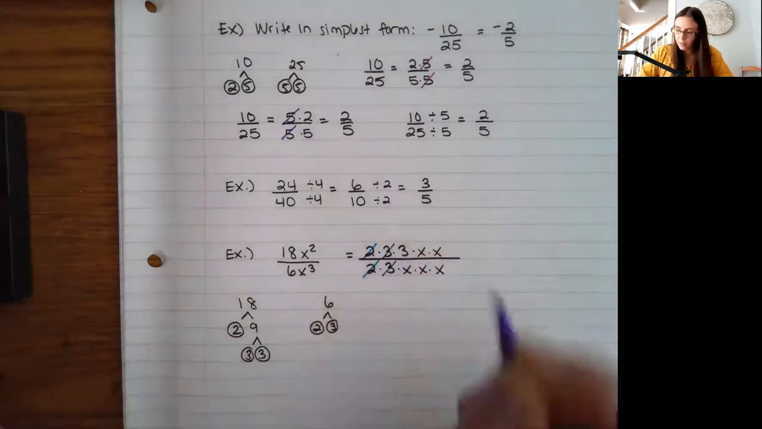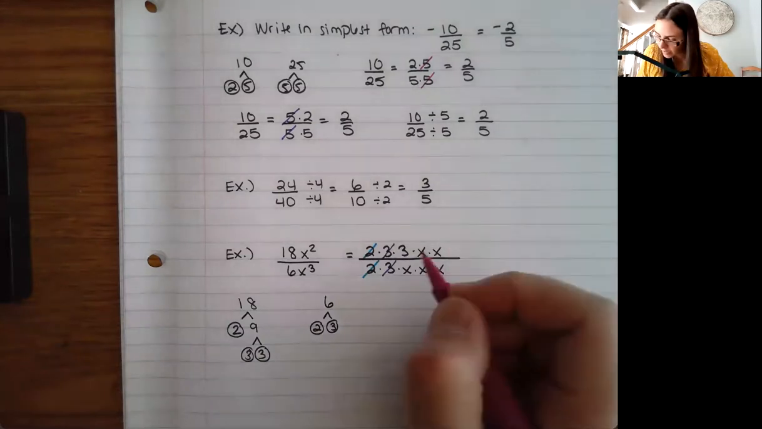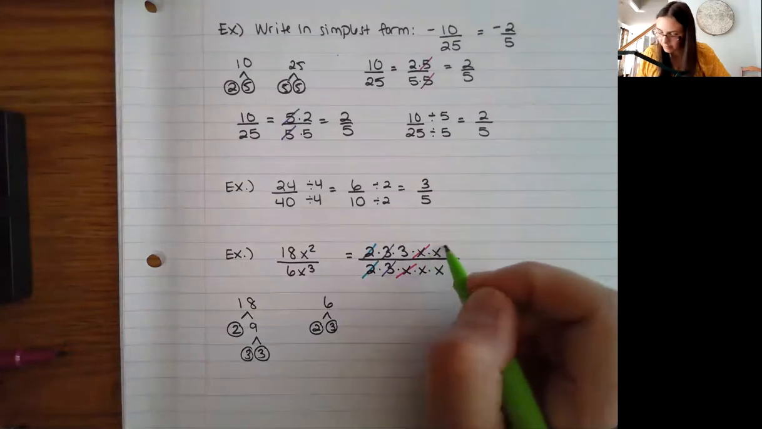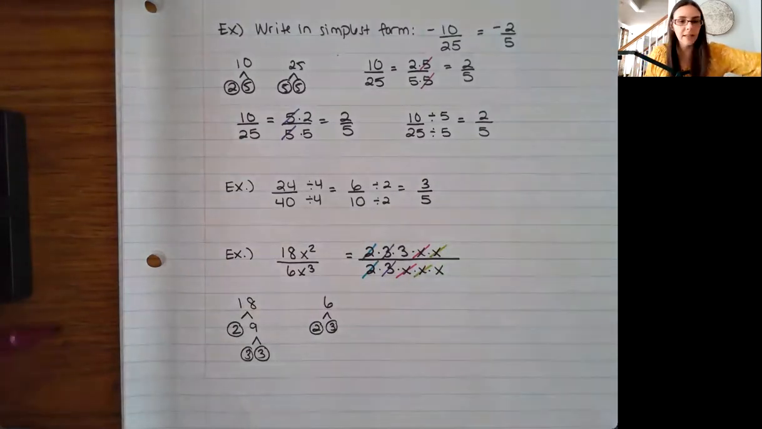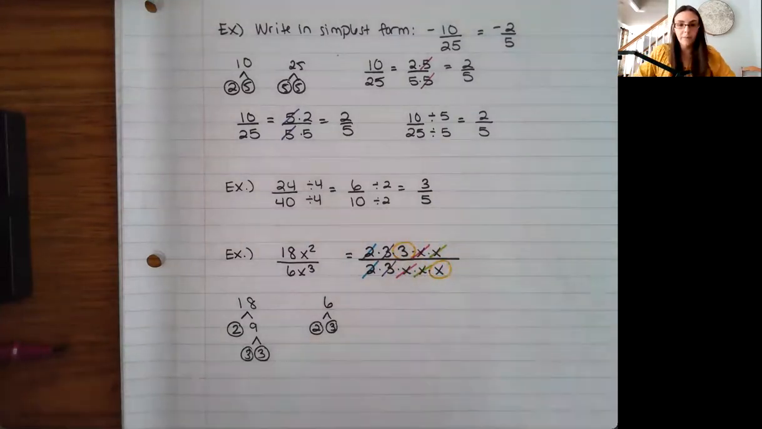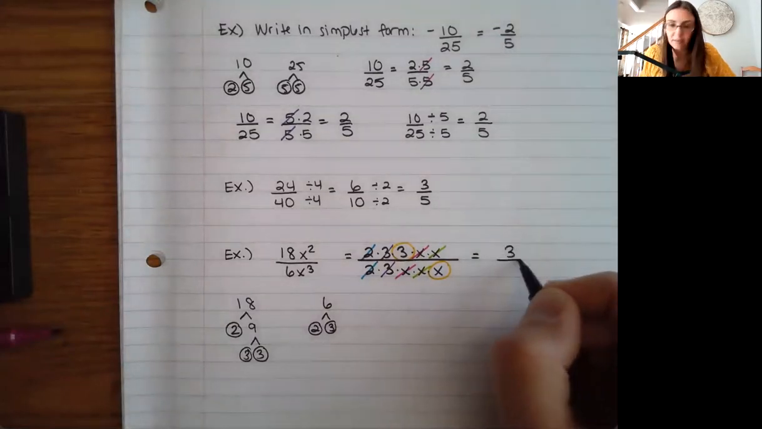So I cancel my numbers in common, but I can also cancel variables in common. So here I have 1 pair of x's, and here I have another pair of x's. And you just want to be careful because it gets a little bit messy. So I have a 3 left up top, and I have an x left down bottom. So my final answer here is 3 over x.